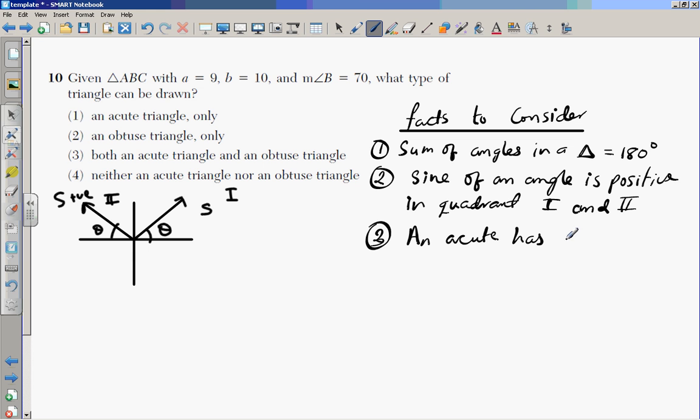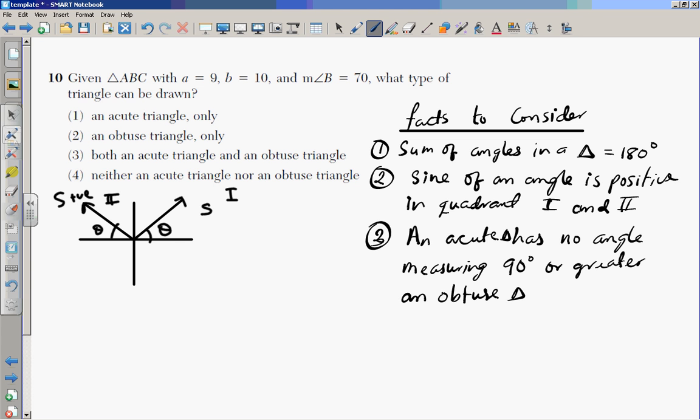has no angle measuring 90 degrees or greater, and an obtuse, this one an acute triangle. Okay, sorry about that. And an obtuse triangle has one angle measuring greater than 90. Okay, greater than 90.